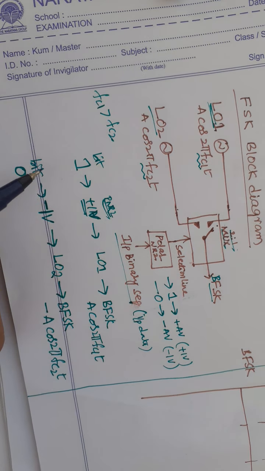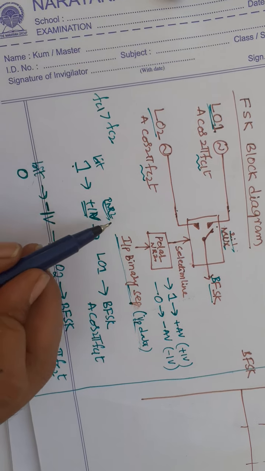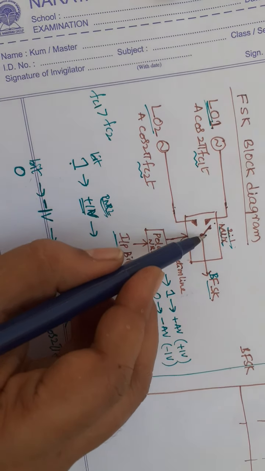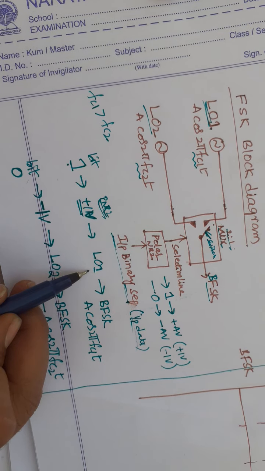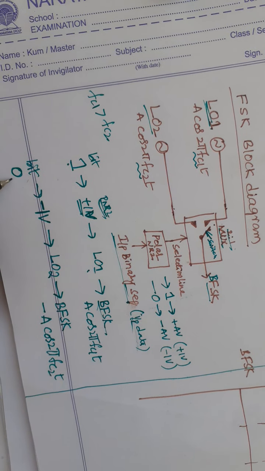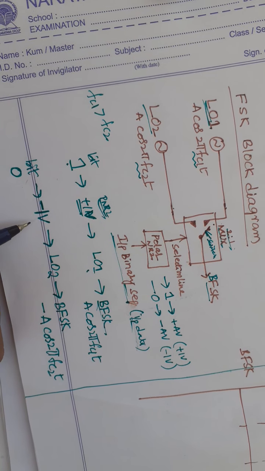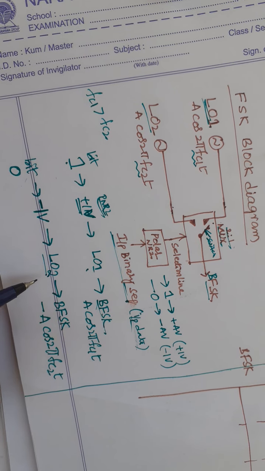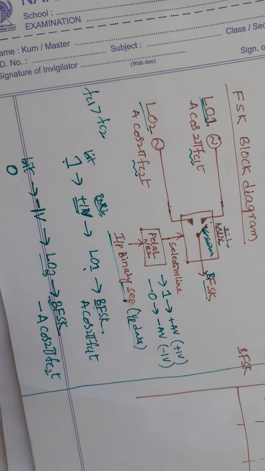Once again I am repeating, if the input binary sequence, the input data, is bit 1, the polar NRZ output is plus 1 volt. So the switch is connected to local oscillator 1, and the BFSK output is A cos 2 pi Fc1 t. For bit 0, the polar NRZ output is minus 1 volt, the switch is connected to local oscillator 2, and the BFSK equation is minus A cos 2 pi Fc2 t.